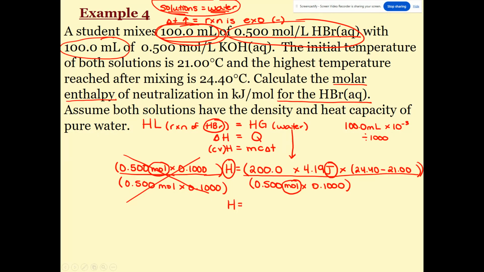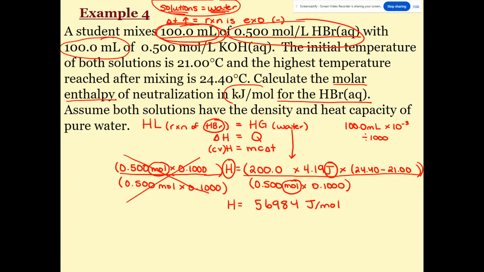Okay, so it would be 200 times 4.19 times, in brackets, 24.4 minus 21. Then you divide by 0.5 in brackets times 0.1. And we get an answer of 0.56984 joules per mole. Remember, this is not our final answer. There's a couple of things we have to do.